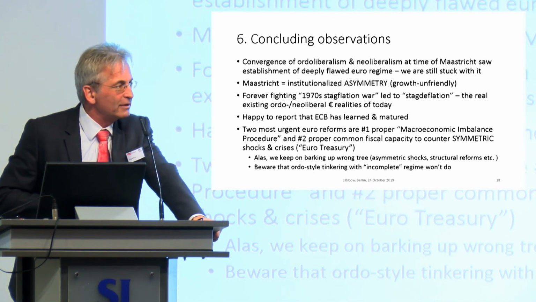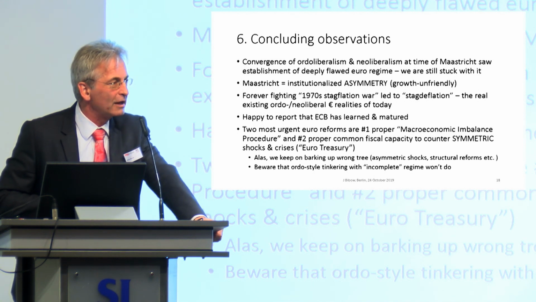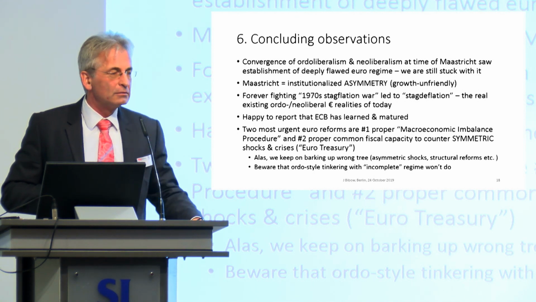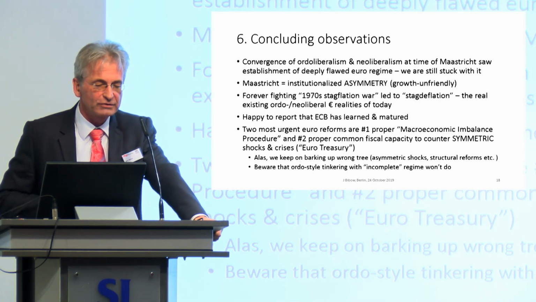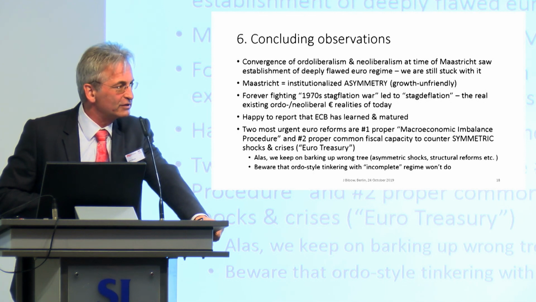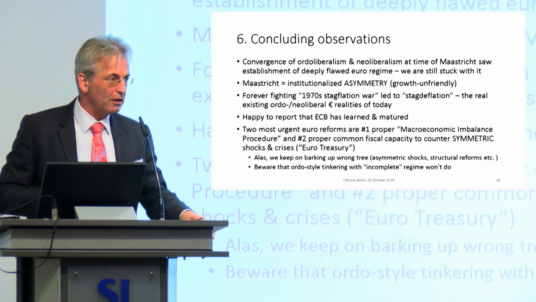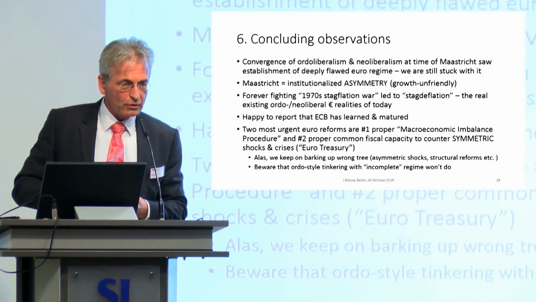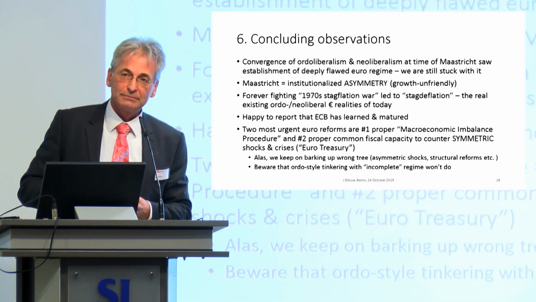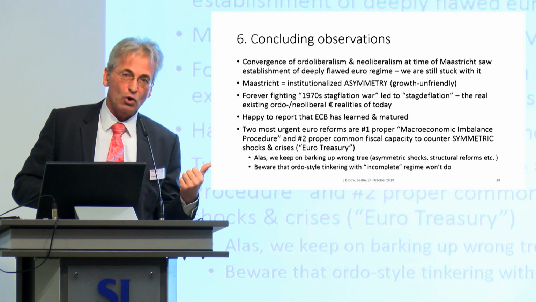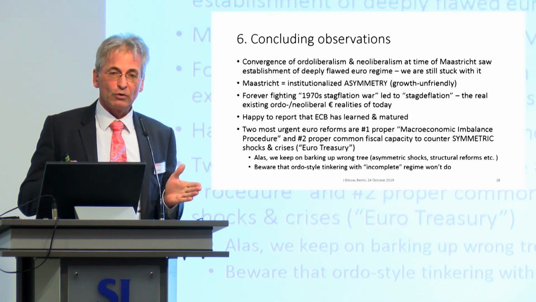I'm happy to report that the ECB has learned under Draghi during the last few years and has become a symmetric central bank. It is no longer the Bundesbank, so that's good news. But the other parts are still missing. And the two key things that in my view are missing are, first of all, a proper macroeconomic imbalance procedure that deserves that name. Currently, the thing we have is a joke. It's obviously not working. We need a proper mechanism to avoid those imbalances.